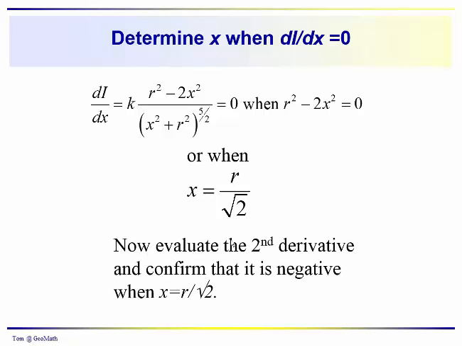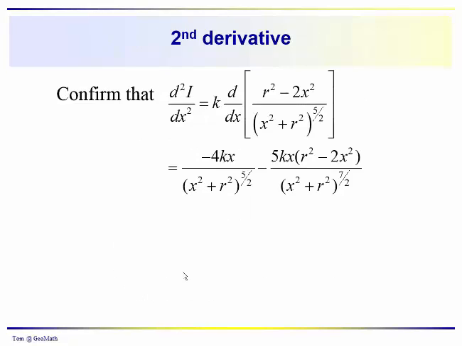And so now we have to evaluate the second derivative. We know what x is. When this derivative is equal to 0, we know that x will be equal to r over the square root of 2. But we have to determine whether, for a maximum, the second derivative is going to be negative, right? When x is equal to r over the square root of 2. So we have to confirm that. So the second derivative here, we're just going through showing parts of the second derivative. We find that the second derivative then looks like this.